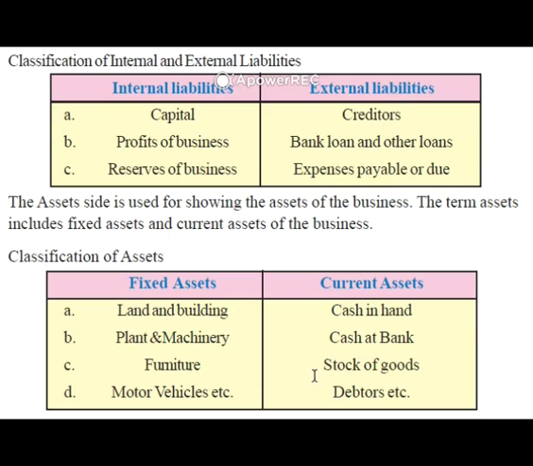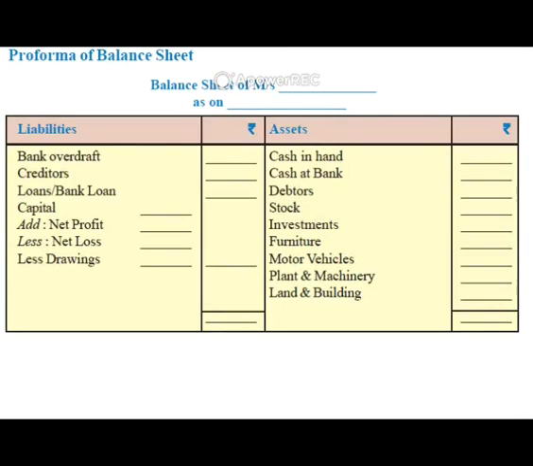These are current assets as well as fixed assets. In current assets, he shows cash in hand, cash at bank, stock of goods, and debtors. In fixed assets, these are land and buildings, plant, machineries, furniture, motor vehicles, etc. After this, next you can see the proforma of the balance sheet. He prepares the balance sheet of a particular company as on a particular date. That shows the financial position of a business, and the business may be a travel agency, hotel, restaurant, airline, or any kind of tourism business.